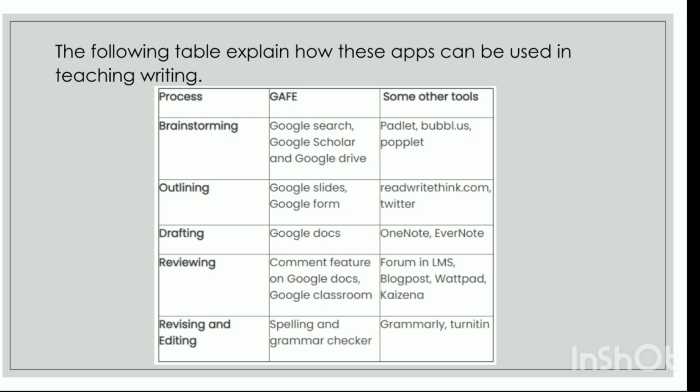Third is drafting. We can use Google Docs, OneNote, and Evernote. Fourth is reviewing. We can use the comment feature on Google Docs, Google Classroom, forum in LMS, Blogspot, Wattpad, and Kaizena. And then the last one is revising and editing. We can use spelling and grammar checker, Grammarly, and also Turnitin.